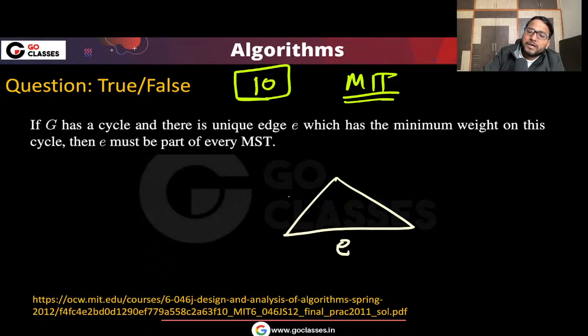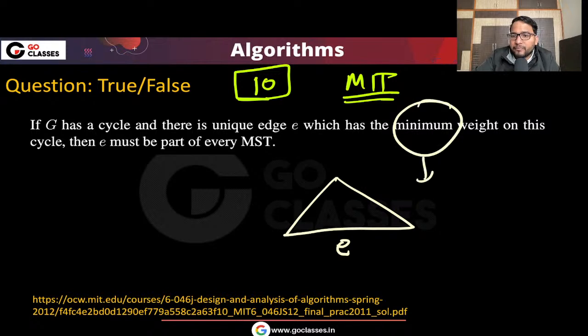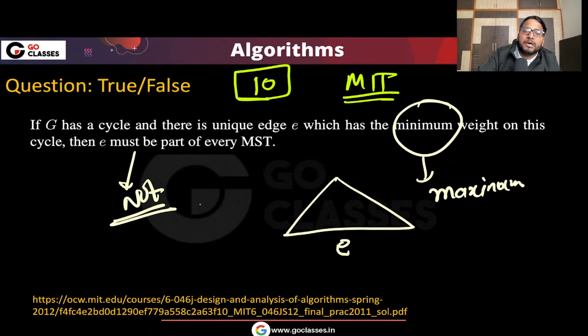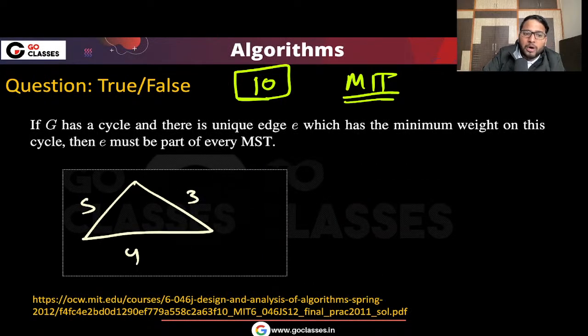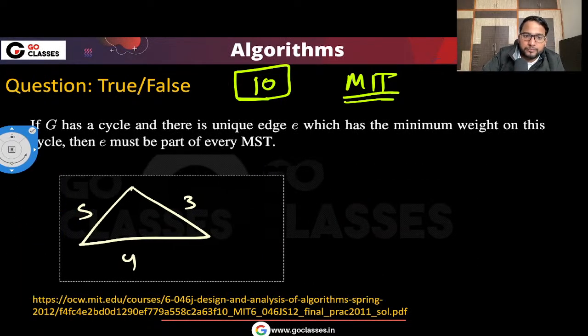They are saying that G has a cycle and E is an edge which is minimum. See, what is the cycle property? Cycle property says that if it is maximum, then it is not a part of any MST. They are saying if it is minimum, a unique edge E which is minimum in the cycle, which means maybe it is the case that you are having, let's suppose, 3, 4, 5. Then they are asking whether this 3 is a part of every MST. Is this true?